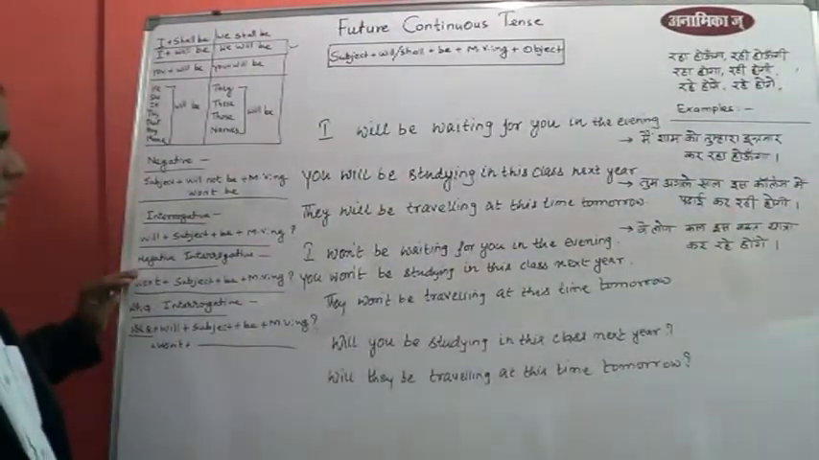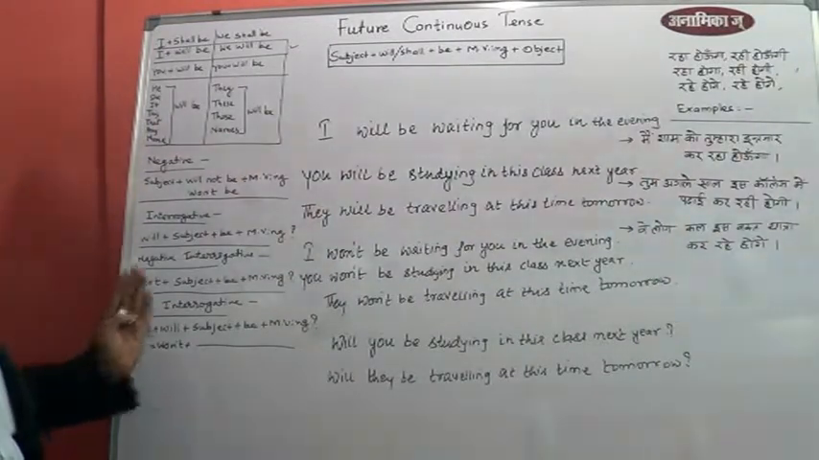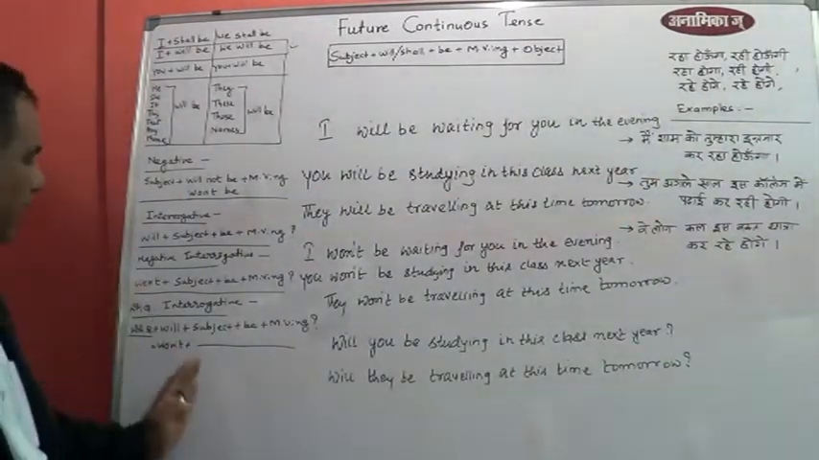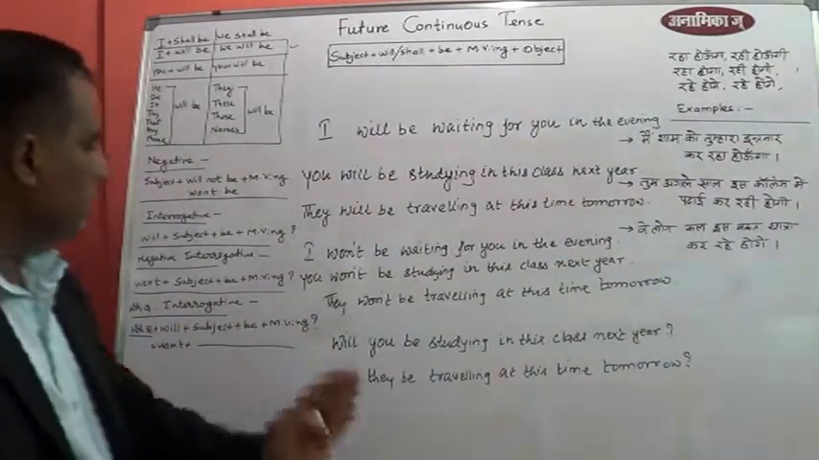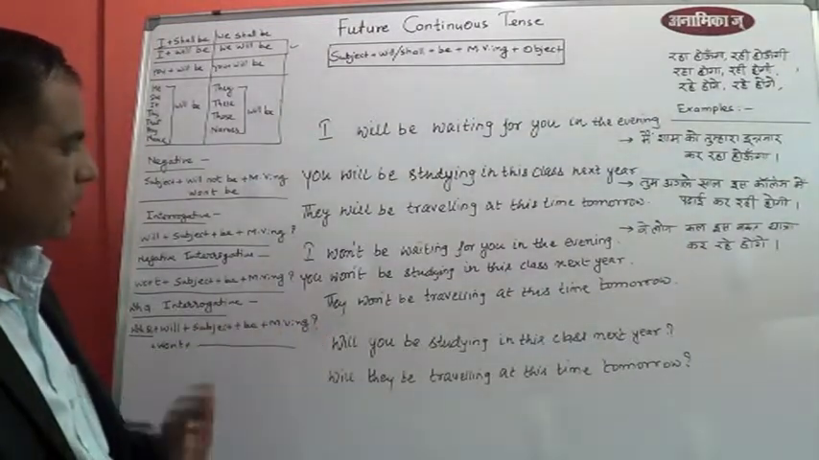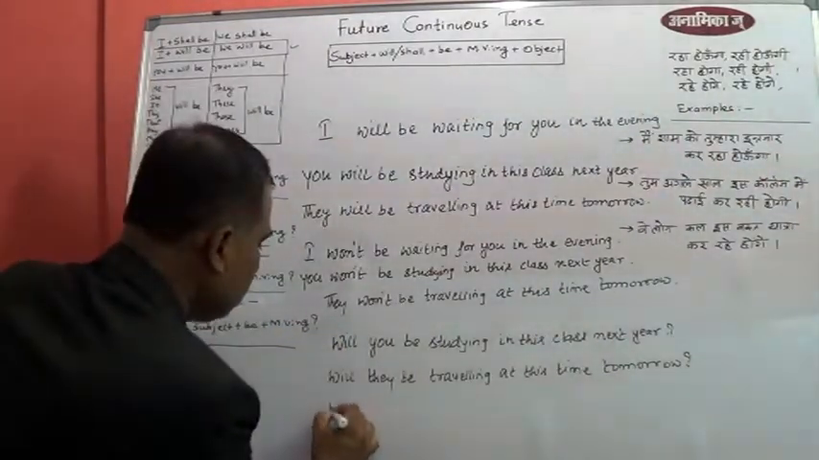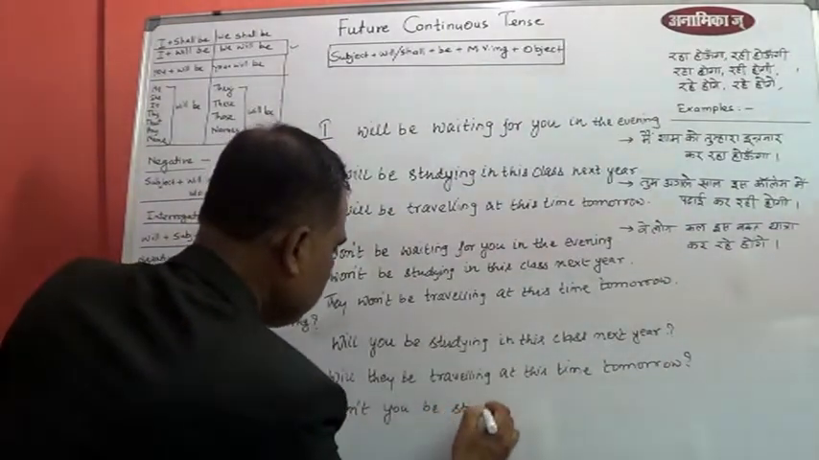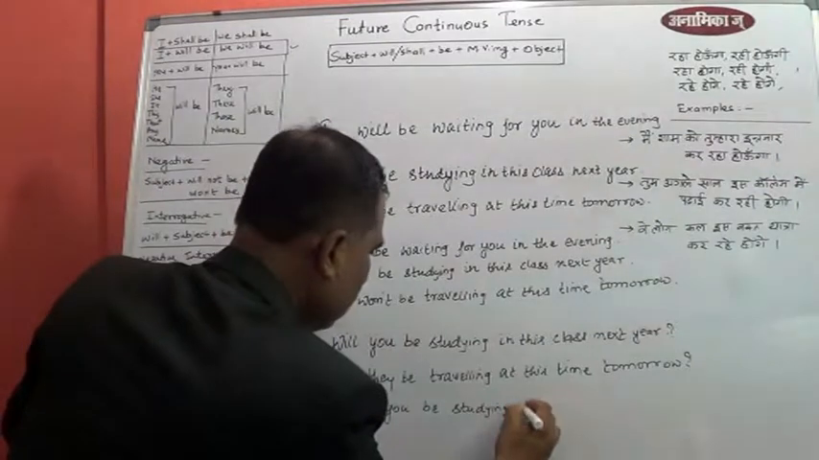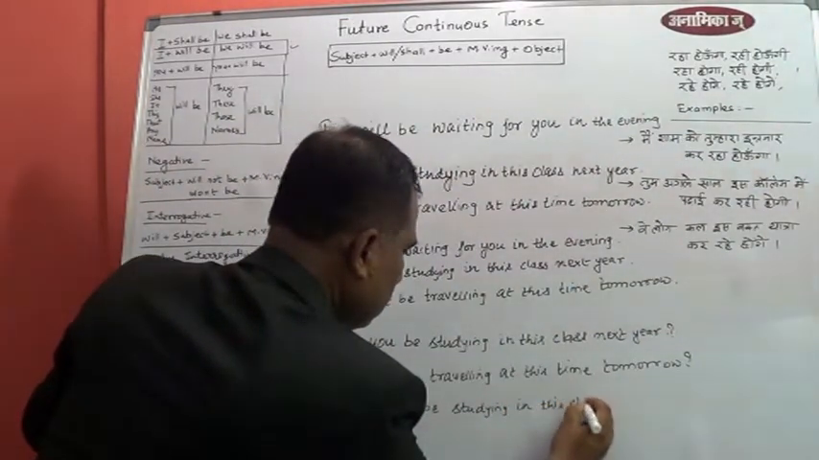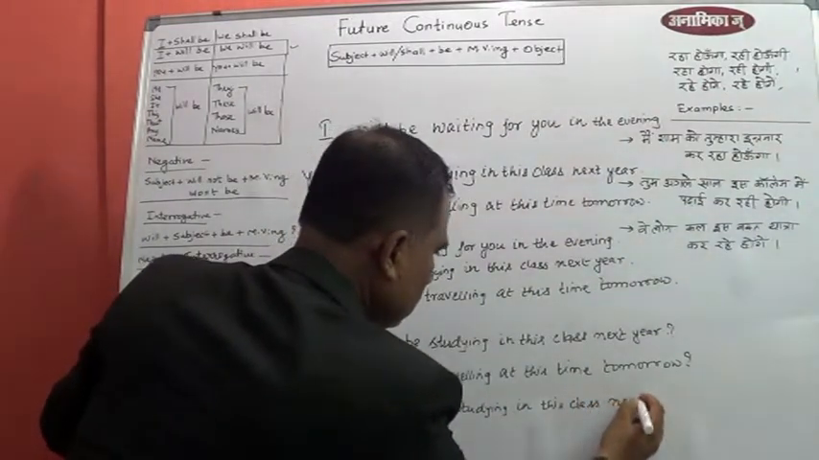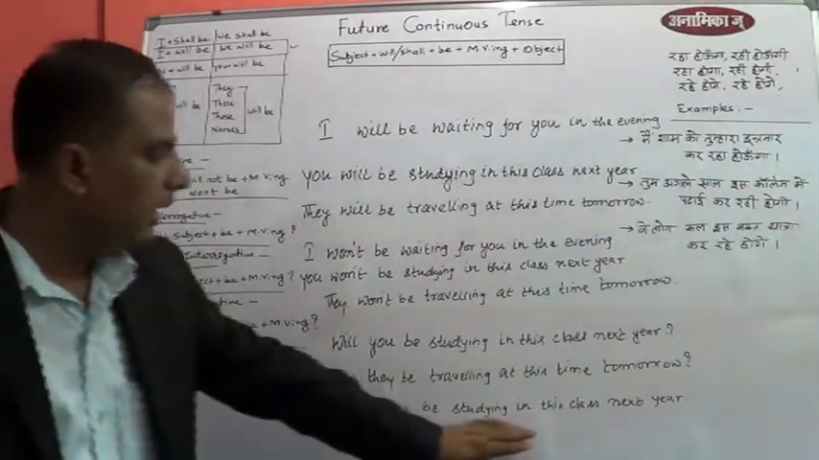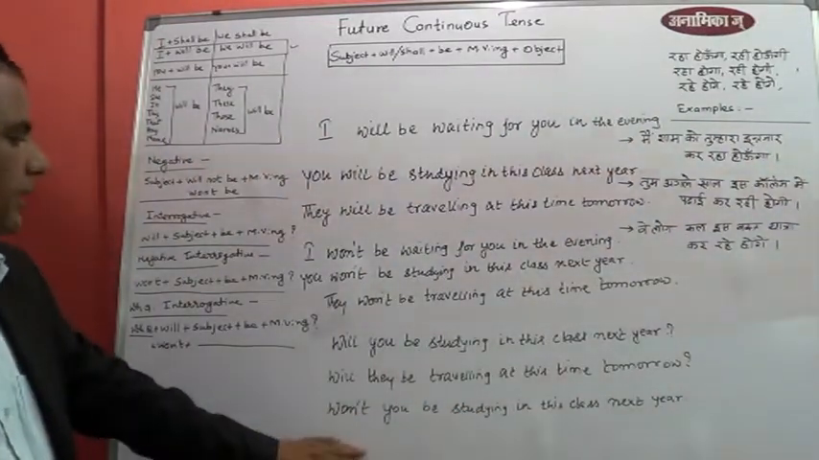Now we also have certain interrogative sentences which are negative. So in that case, instead of will, we can use won't, and that sentence can be made a negative interrogative sentence. Let's suppose this sentence is to be made negative. So instead of will, I will simply put won't. Won't you be studying in this class next year? So by simply replacing will by won't, we can make the interrogative sentence negative.